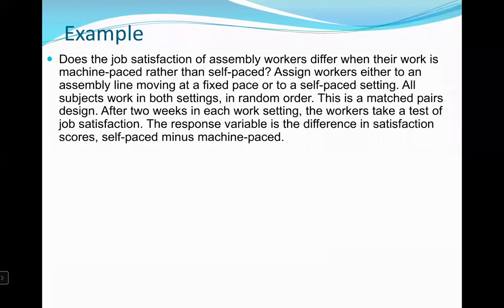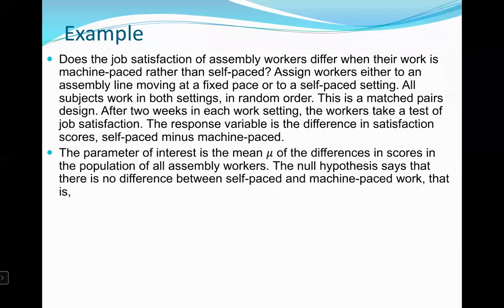This is a matched pairs design because you'll work in both groups at some point. After 2 weeks in each work setting, the workers take a test of job satisfaction. The response variable is the difference in satisfaction scores, self-paced minus machine-paced. The parameter of interest is the mean mu of the differences in scores in the population of all assembly workers.